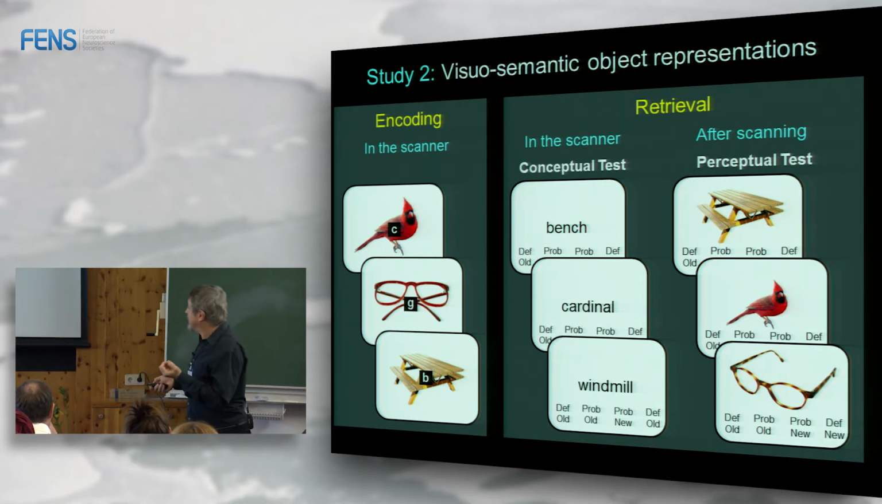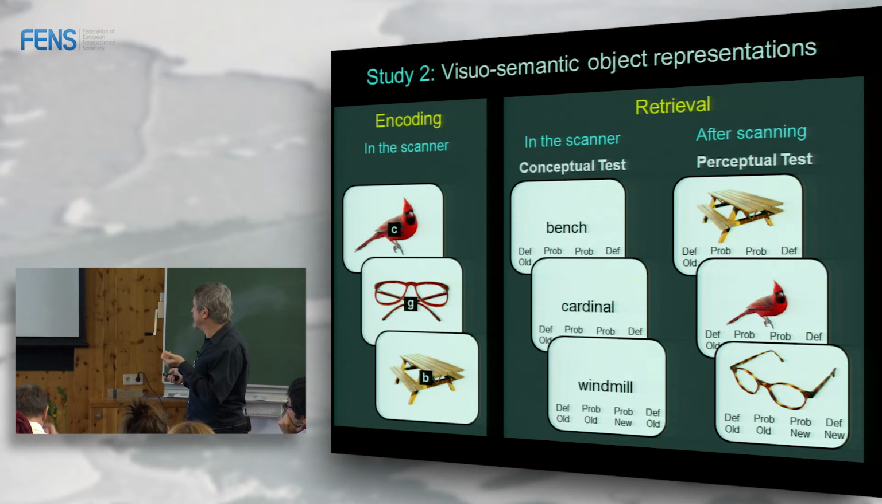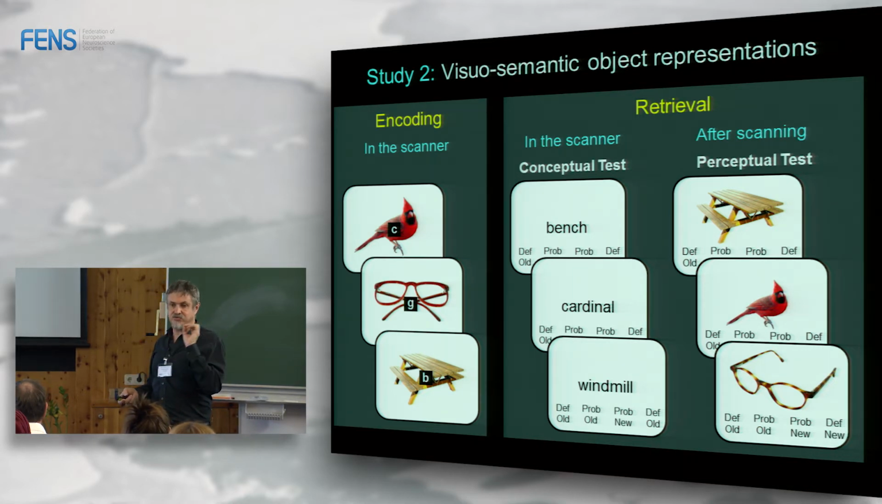Then after encoding, we had one retrieval test in the scanner and another outside the scanner. First, for all the objects, they had a conceptual test in which they got the word and had to rate from definitely new to definitely old. Then after scanning, they got a perceptual task in which we didn't use forced choice, because we wanted individual measures, but we had very similar pictures. For example, here's another glass in which they had to answer new. That means the judgment of whether it's an old or new picture has to be really detailed.